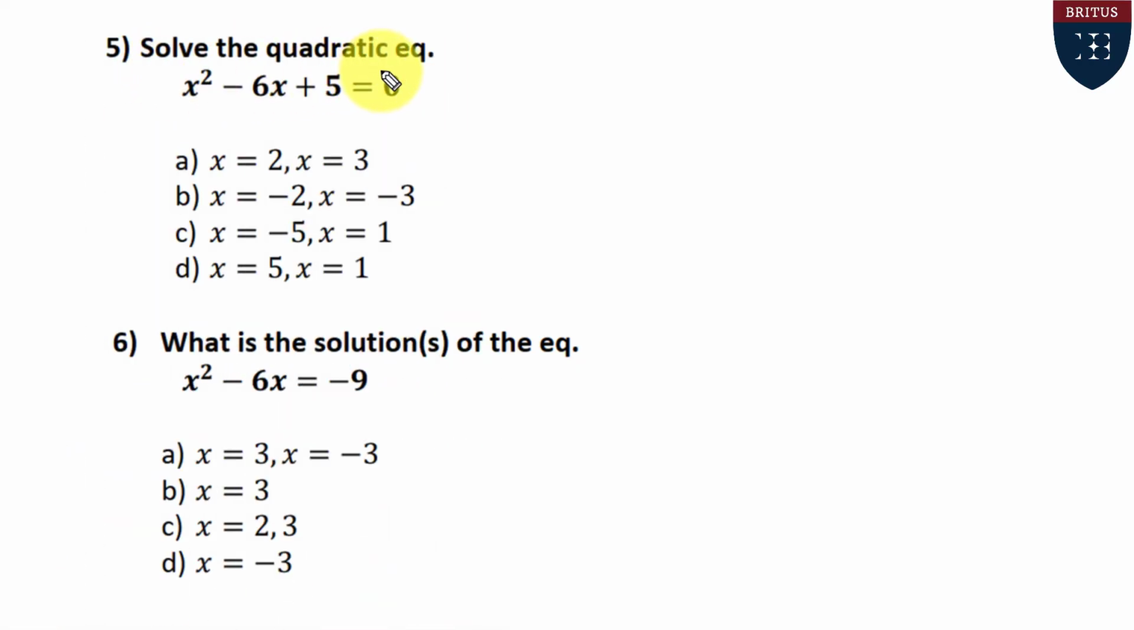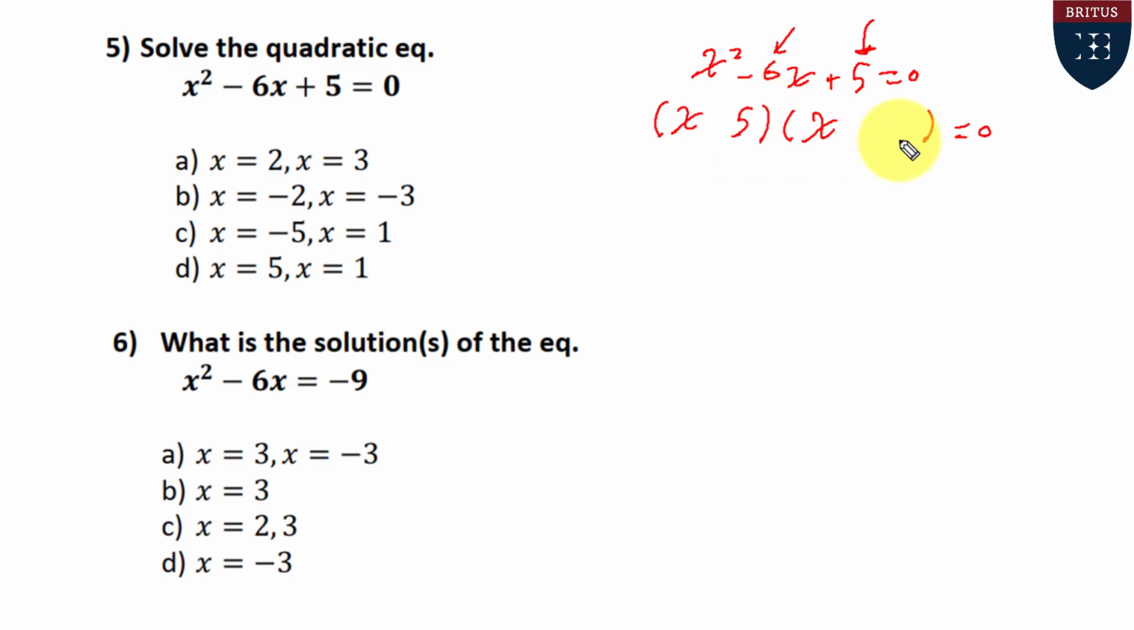Number 5, solve the quadratic equation x squared minus 6x plus 5. We can use factoring. We have x squared minus 6x plus 5 equals 0. It's ready to factorize. Just open two parentheses and ask yourself, x squared, we can write it as x times x. We need two numbers. Their product is 5 and their sum is 6. Now the two numbers are what? Yes, 5 times 1. 5 times 1 equals 5, and 5 plus 1 equals 6.